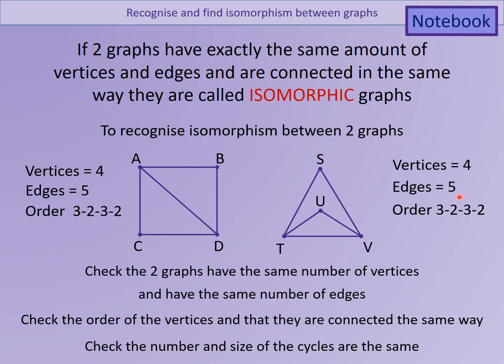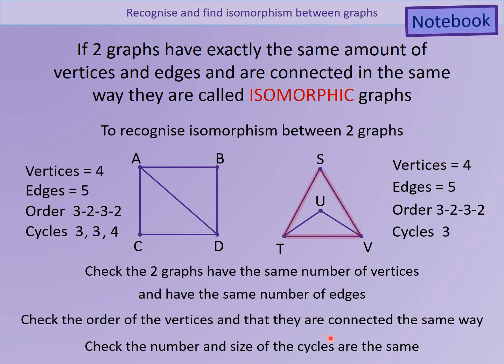So therefore, it's ticked off both of those, but there is a slight problem. That graph there has a cycle of order 3. This one here is a cycle of order 3, so that's fine. We've got 2 cycles of order 3. And it's got a main one around the outside, a cycle of order 4.